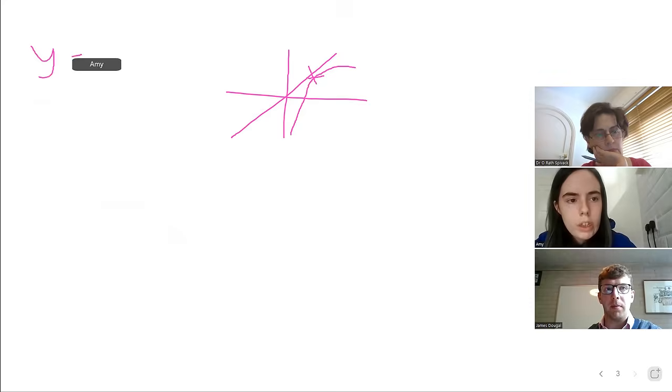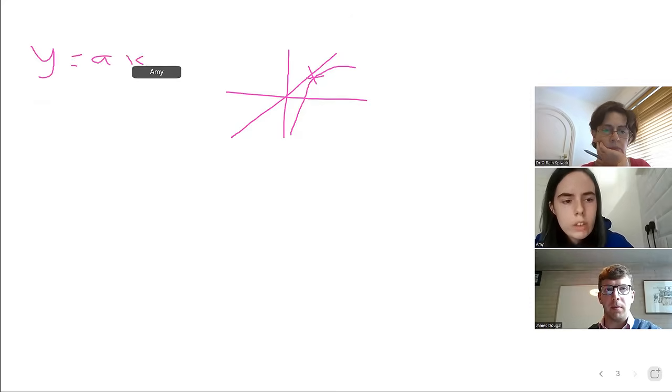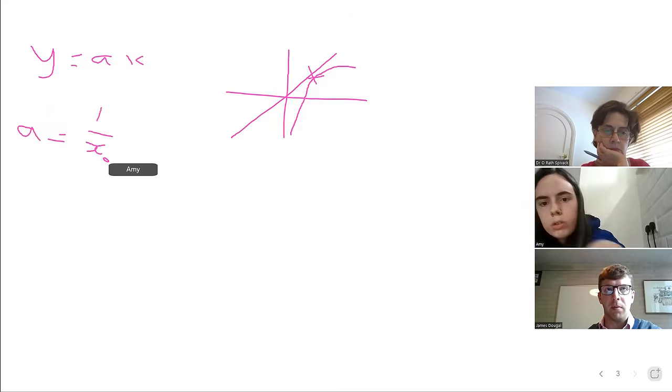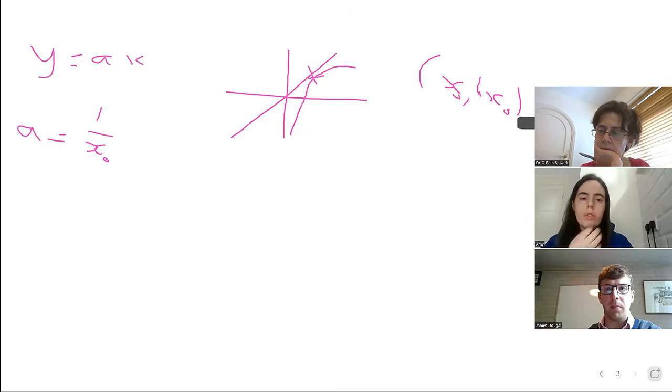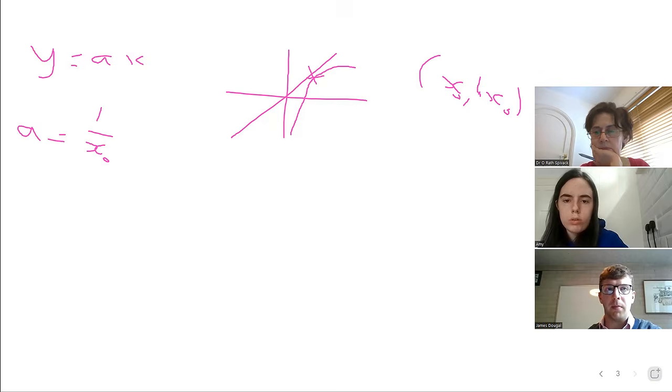At this point, the gradient: so we've got y equals ax, so a is equal to 1 over x at this point. I'm going to call this point x naught. So it's going to be x naught and the natural log of x naught. So we're saying 1 over x naught equals a.